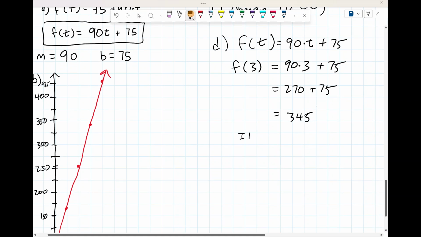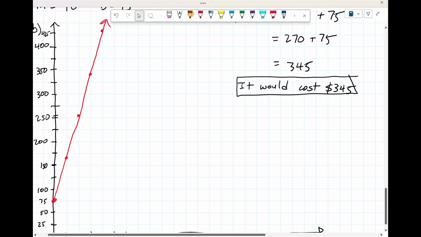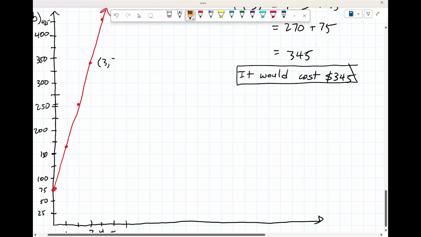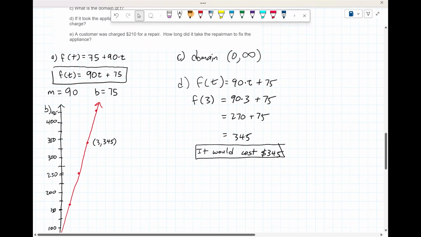So it would cost $345 if it took him 3 hours. Okay? One thing I want to point out, that point right here represents this scenario. If it takes 3 hours, the input is 3, then the output is 345. So you could have also used your graph to figure that out.